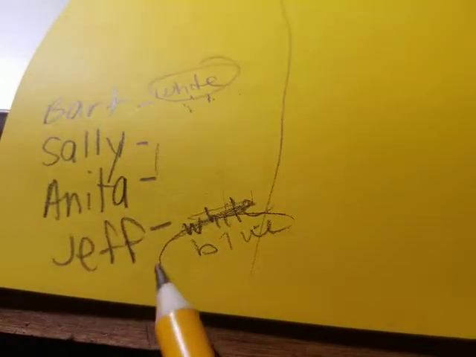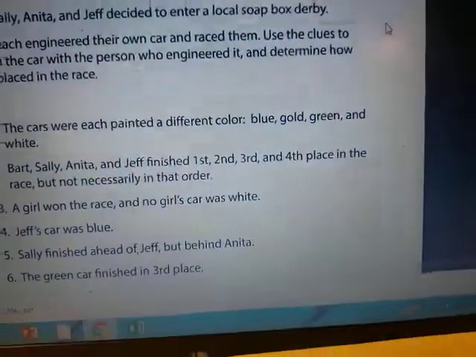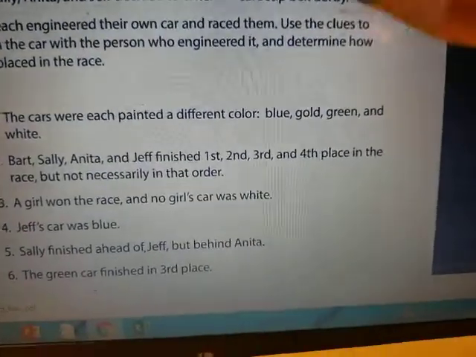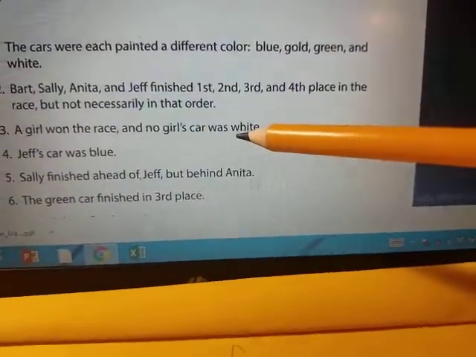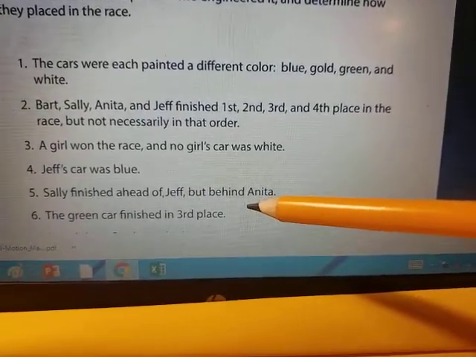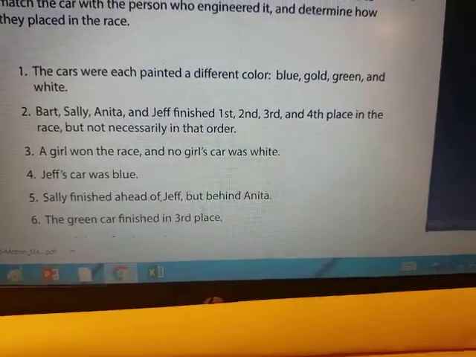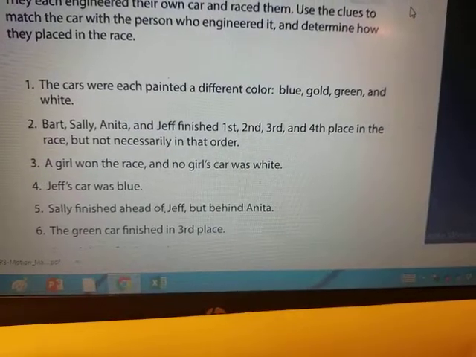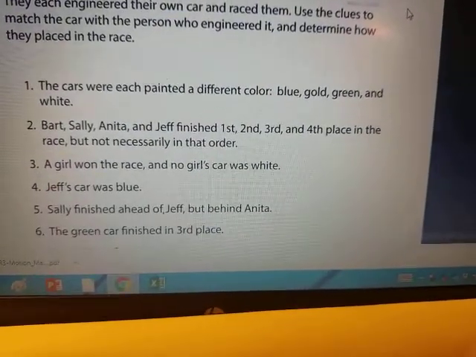So Bart's car is white, definitely, because a white car can't be a girl's car. So the only person left would be Bart. And then we know automatically that Jeff's car is blue. Now we have to figure out whose car is green and whose is gold. So we figured out number 3. We figured out 4. Now we want to figure out number 5. Sally finished ahead of Jeff, but behind Anita.